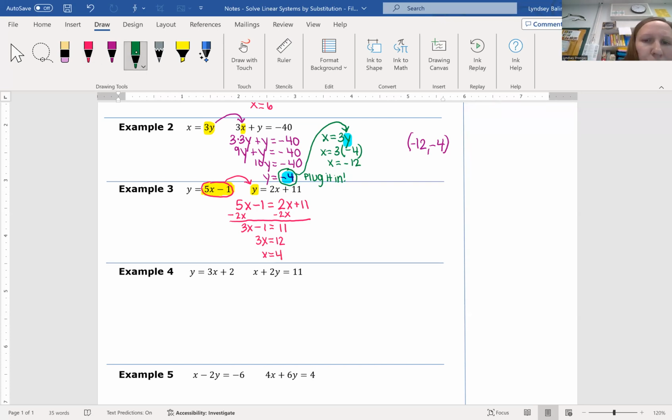And now we need to plug it in. Either equation here is pretty easy to plug it into. I'm going to use my y equals 2x plus 11. Okay, but 5x minus 1 would have also been pretty easy. And I'm going to take that 4 that my x equals and plug it in for the x over there. Lots of arrows. So y equals 2 times 4 plus 11. y equals 8 plus 11, which means y is 19. So final answer, written as our ordered pair, is 4, 19.